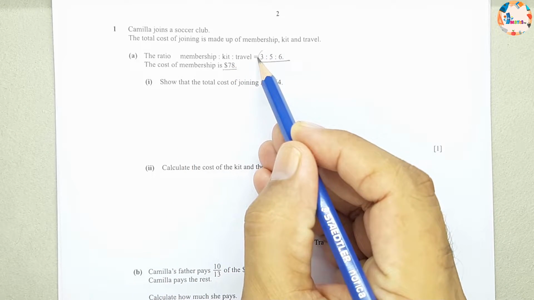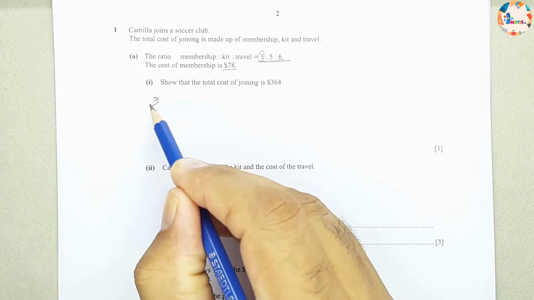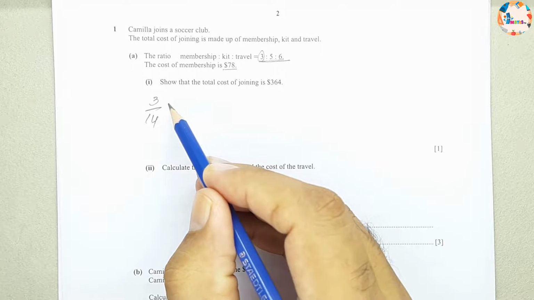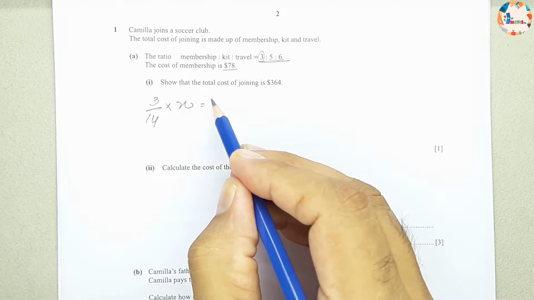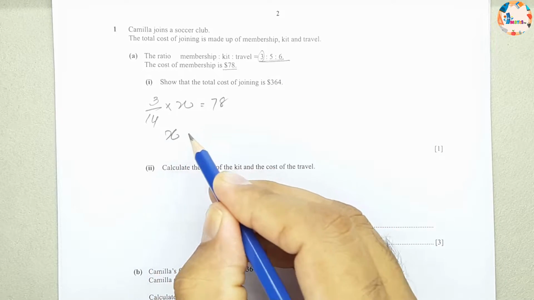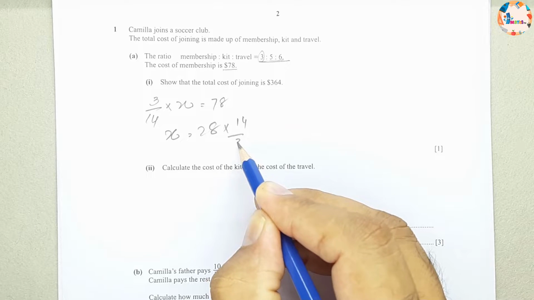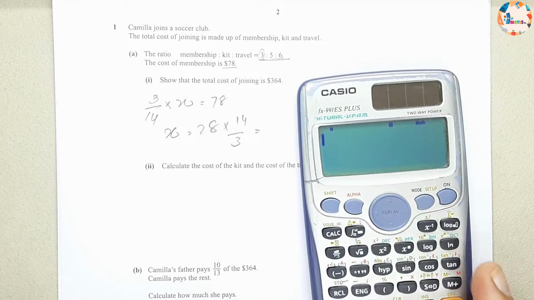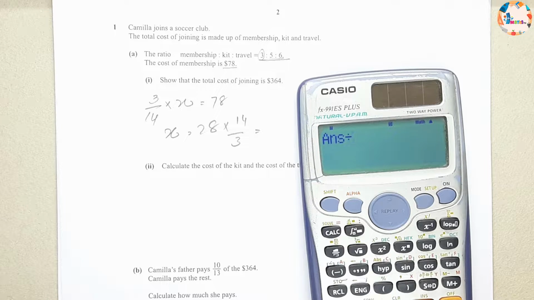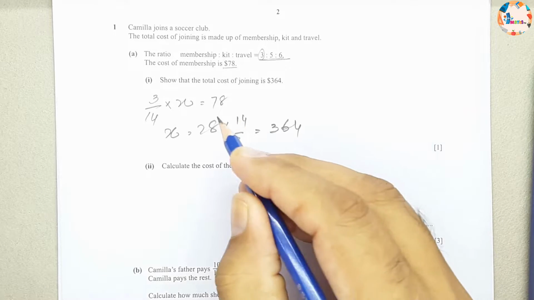So this portion is given. 3 out of the sum of ratios, which is 14. So 3 out of 14 of x is equal to 78. This implies x will be equal to 78 times 14 over 3. Now we can simplify this with the calculator. 78 times 14 divided by 3 will be equal to 364. So this will be 364.